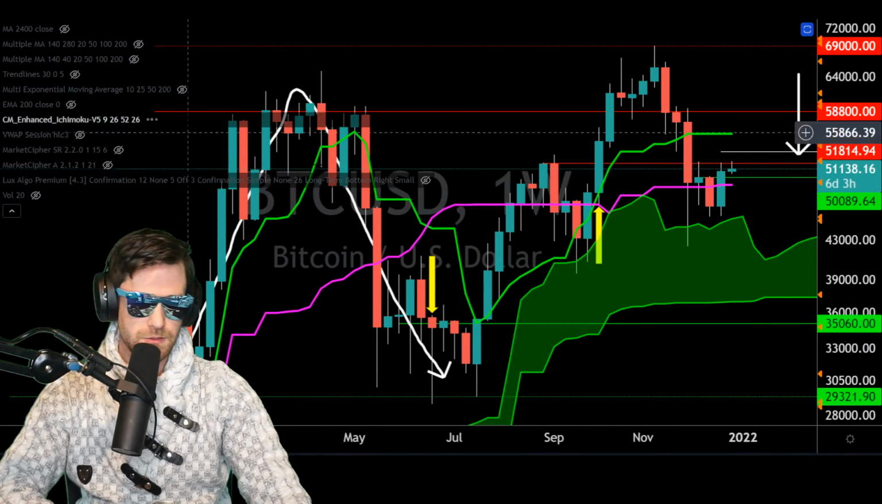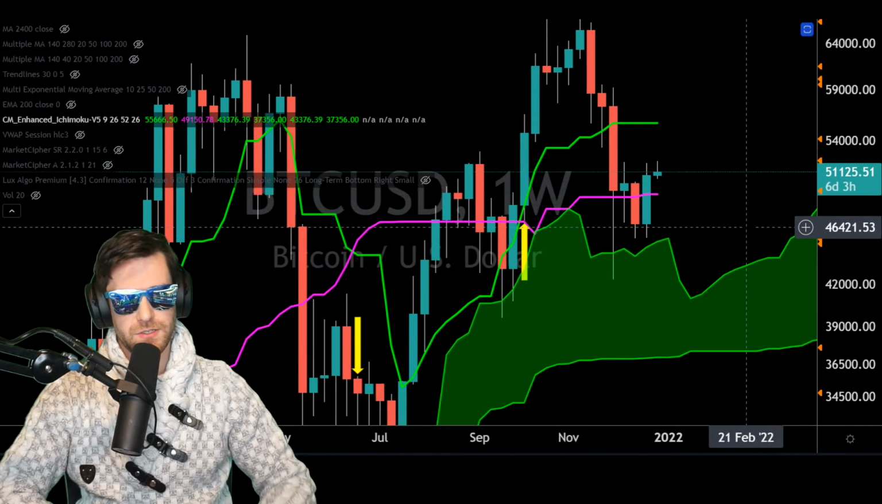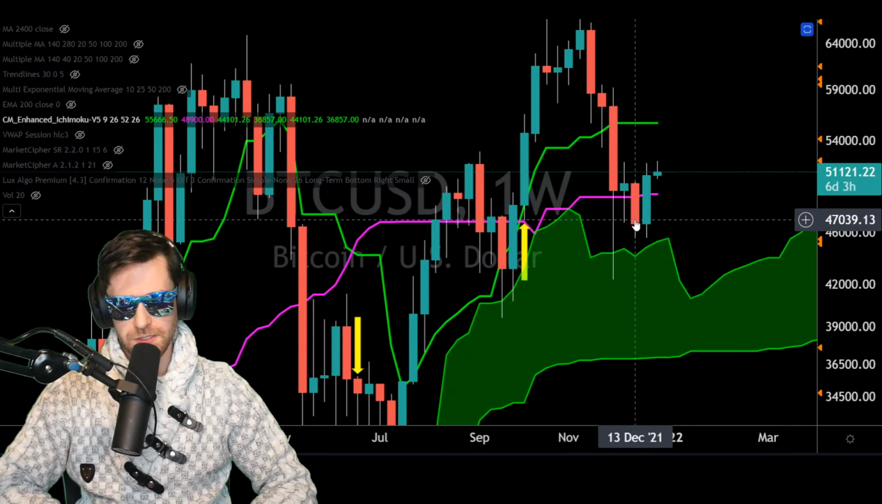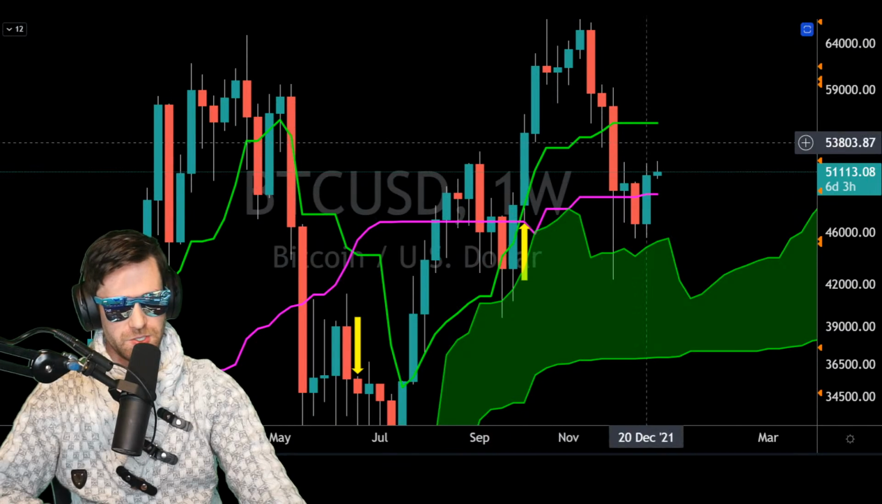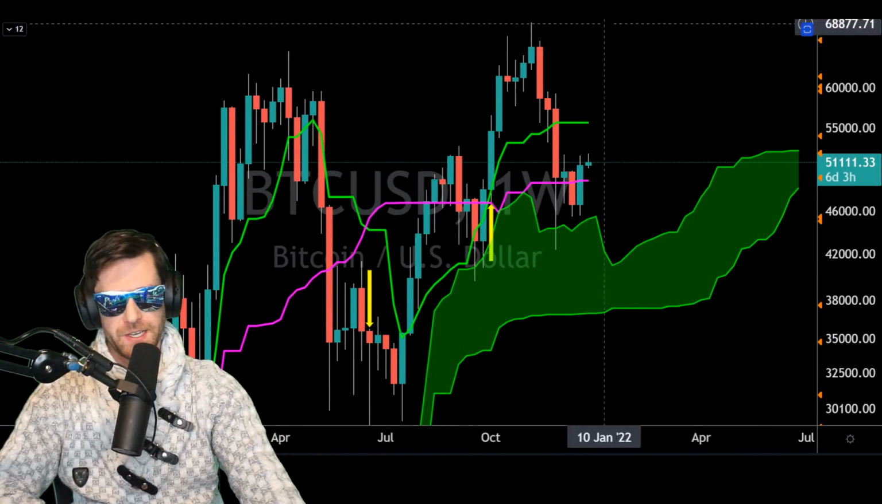There we go. Ichimoku Cloud. So there's some other wonderful things about our close yesterday. Our previous weekly close, December 13th, closed us below the Kijun. You guys know I love the Ichimoku Cloud indicator. It's a great indicator. I highly recommend you check it out if you haven't.